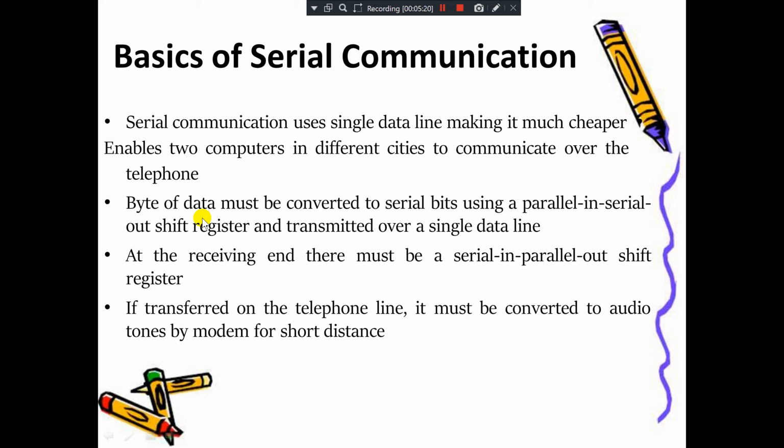A byte of data must be converted, and how will it be done? The data, a byte of 8 bits, will be converted to serial bits by using a parallel in serial out shift register and transmitted over a single data line. At the receiver end, the reverse process will be done, that is serial in parallel out. During the transmission, a parallel in serial out shift register will be used. At the receiving end, we'll use a serial in parallel out shift register. If transferred on a telephone line, it must be converted to audio tone by a modem for short distance.